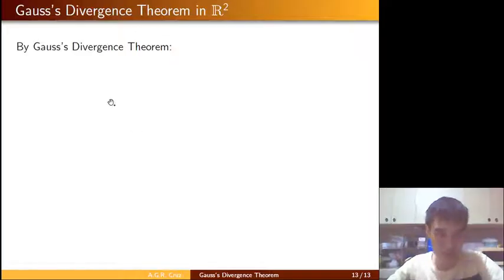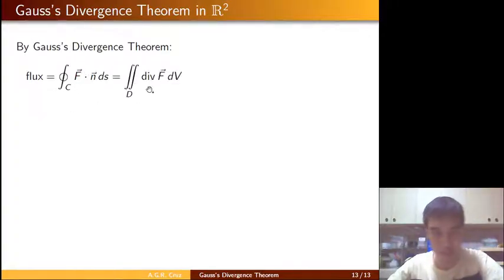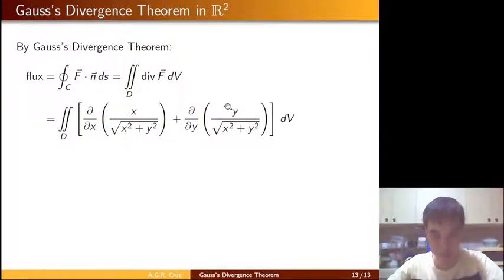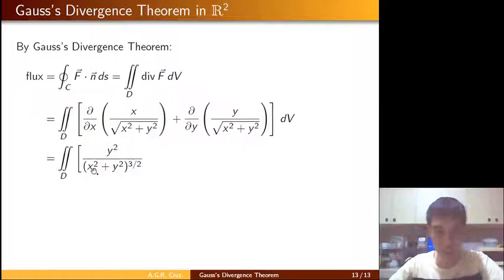Okay, so let's now set up the integral by Gauss's divergence theorem, the flux, which is the line integral over C. It is now equal to the double integral of the divergence over the region D enclosed by C. Okay, and then by definition again, yung divergence natin is just the partial of the first component with respect to x, plus the partial of the second component with respect to y. And then you can use the quotient rule, no, to determine the derivative of both of these functions over here. And you can check na yung magiging derivative dito is y squared divided by x squared plus y squared all raised to the power 3 halves.